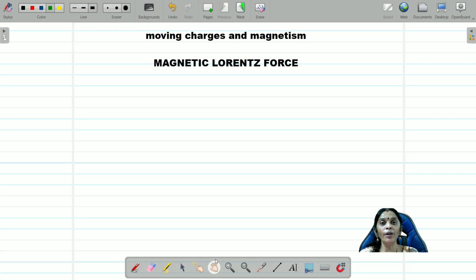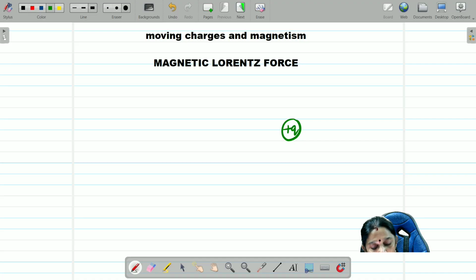Now, coming to today's class topic, this is the magnetic Lorentz force. In electrostatics, what are we saying? A stationary charged particle produces a field effect, that is, an electric field effect. Now this is about a moving charge.